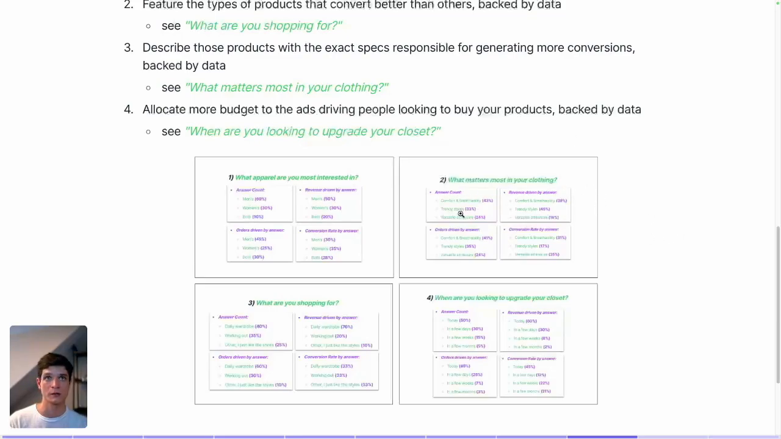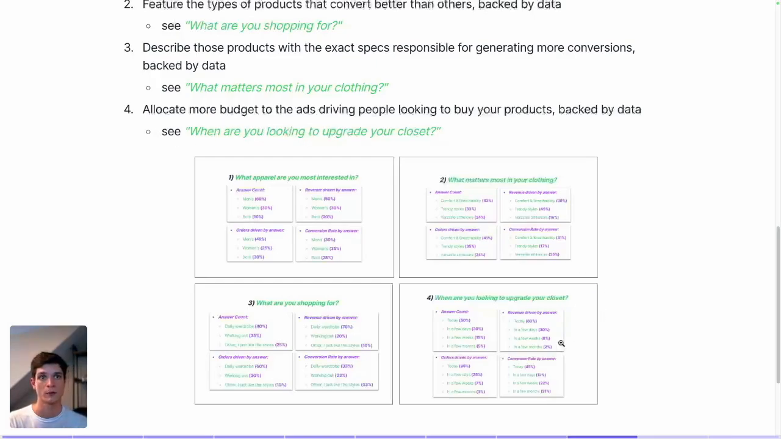Describing those products with the exact features responsible for the most conversions. What matters most in your clothing? We'd see that comfort and breathability have the most answers. They have not the most revenue, but the one that has the most revenue is the least conversion rate. So then we'd want to go comfort and breathability, and to allocate more budget to the ads driving people who are ready to buy sooner rather than later.